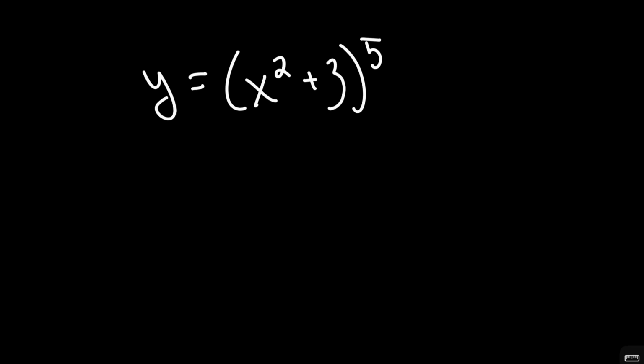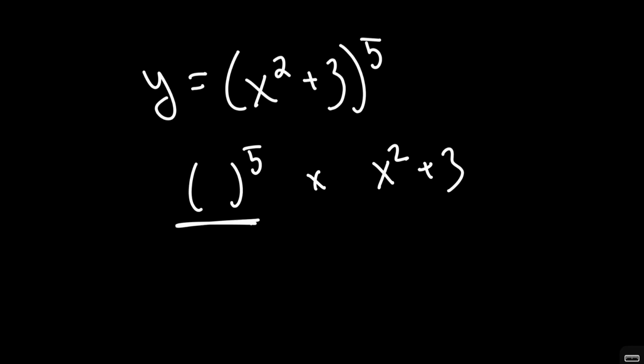So we have our outside function, which will be our parentheses to the 5th power, and then we have our inside function, which is just x squared plus 3. Chain rule is actually really simple. You take the derivative of the outside function, and then you multiply it by the derivative of the inside function. That's it. Let's see what it looks like.